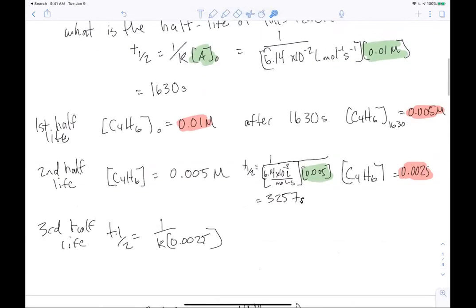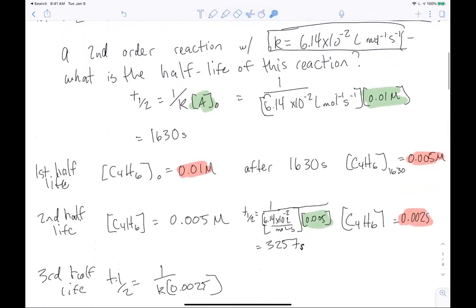Second order, on the other hand, this one feels more intuitive to me at least, which is that the half-life is dependent on the concentration. And that's what we see here. When we look at the half-life equation, we have a concentration unit in the denominator. So yeah, K doesn't change. That part is consistent, but A sub 0 is constantly changing. And so the half-life is also changing as well.